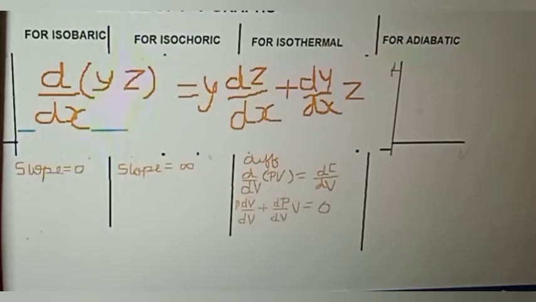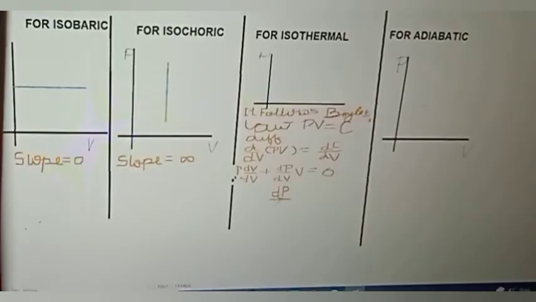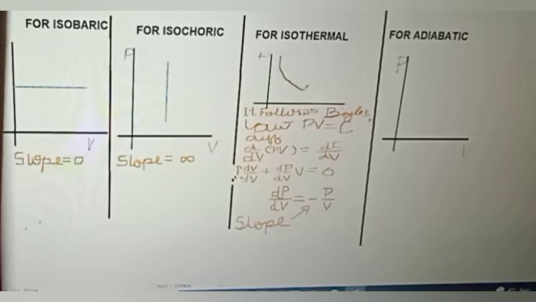On the basis of that I have done this, and dC by dV is 0. So from here, if we do some rearrangement, this dP by dV, which is the slope, comes out to be minus P by V. What is interesting about this negative sign is that is why it has a negative slope, it is coming downward. And we know that inverse proportion graphs have this shape.